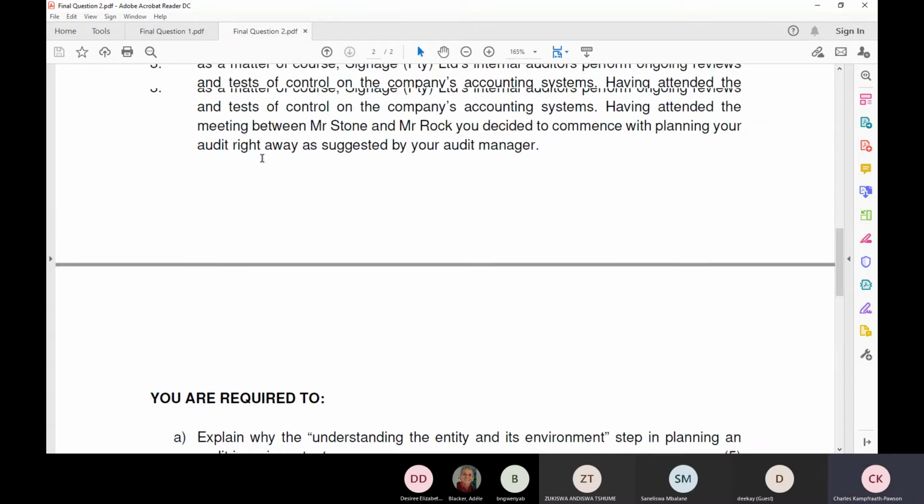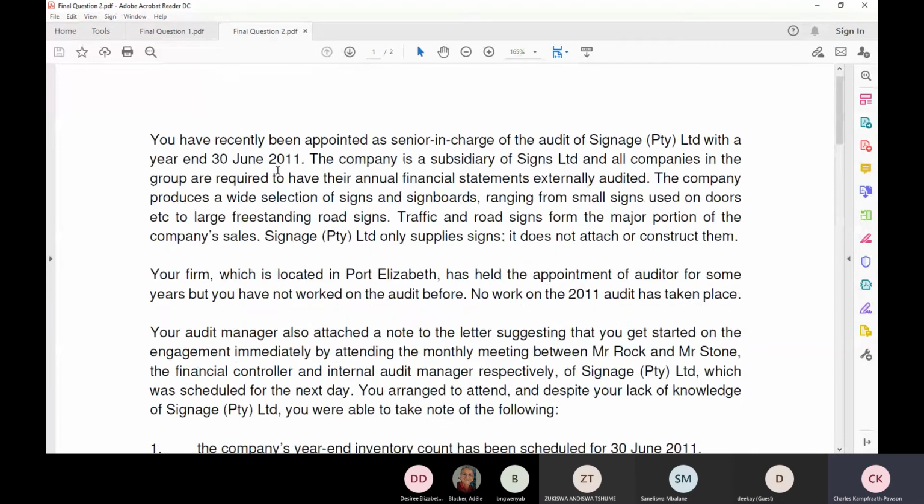Okay, so let's have a look at the information. You have recently been appointed as senior in charge of the audit of Signage Pty Limited with a year end of 30 June 2011. The company is a subsidiary of Signs Limited, and all companies in the group are required to have their annual financial statements externally audited.